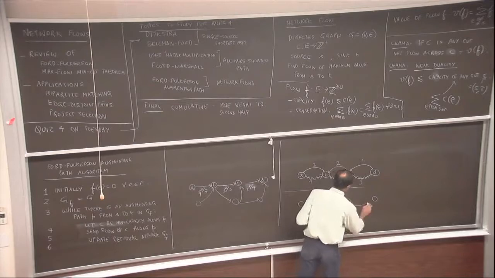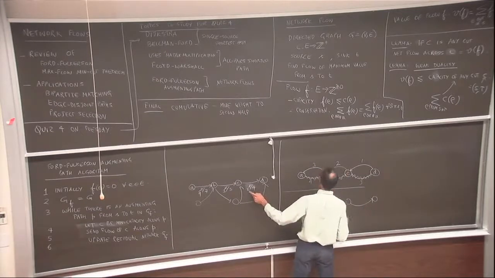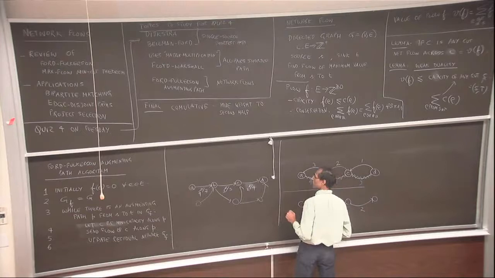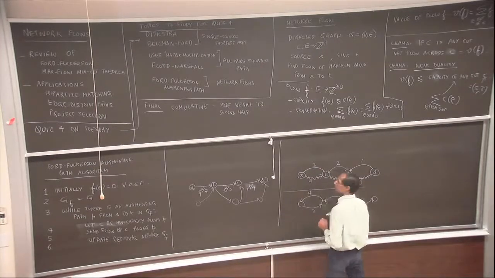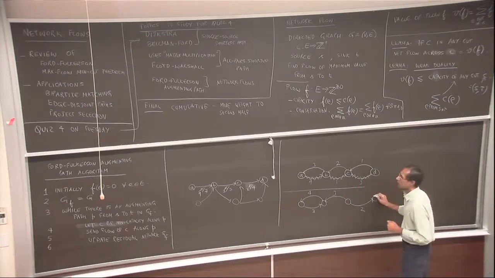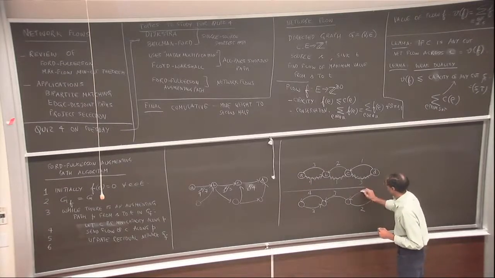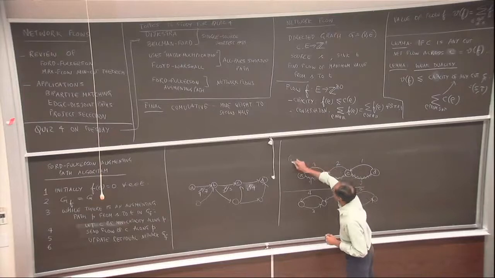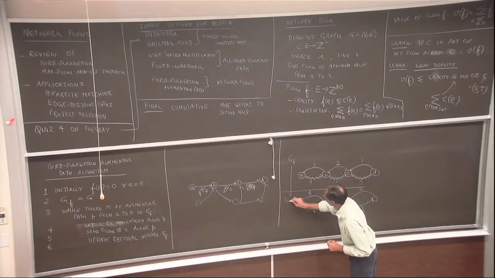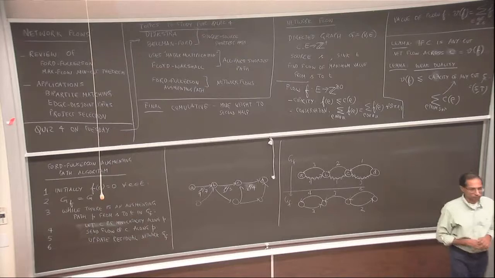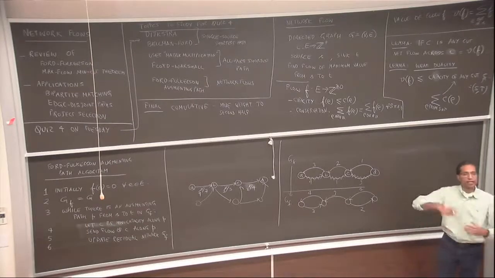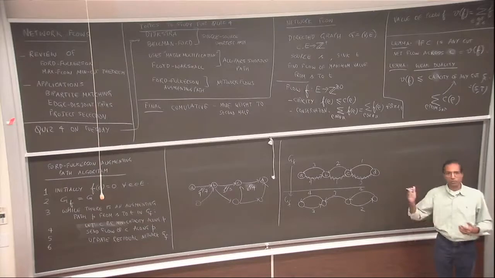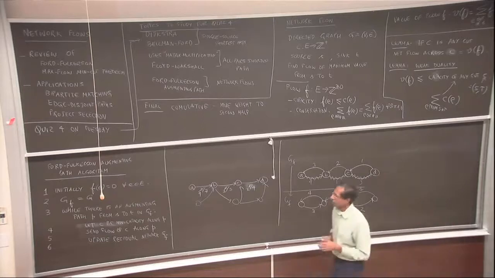Then this edge will have 2 residual capacity. This edge will have 4 residual capacity. This edge will have 3 residual capacity. So the residual network G_f becomes like this. Okay? And then you just repeat. You again find an augmenting path in this graph, and you keep going. Okay, so that's this algorithm.